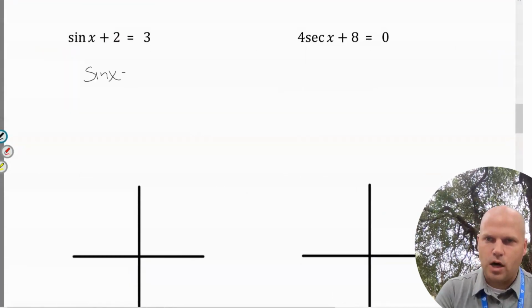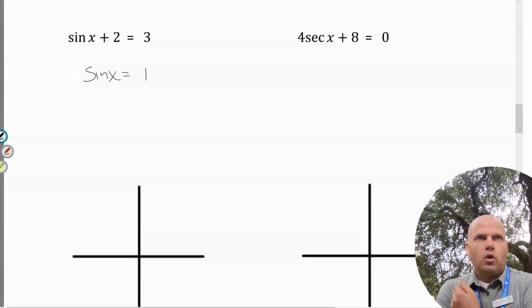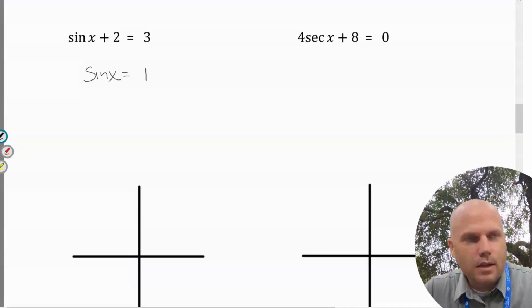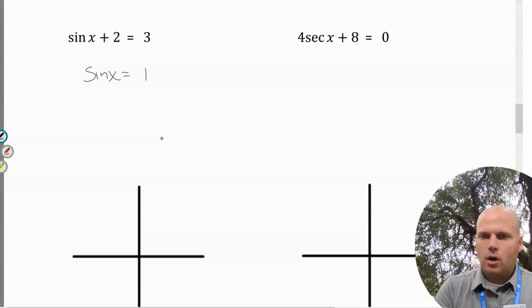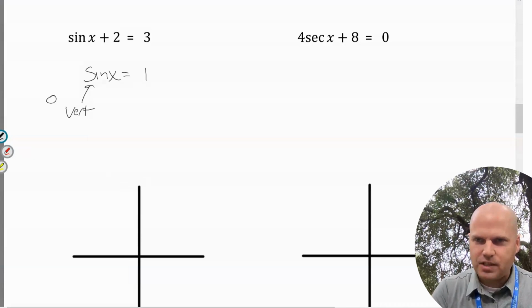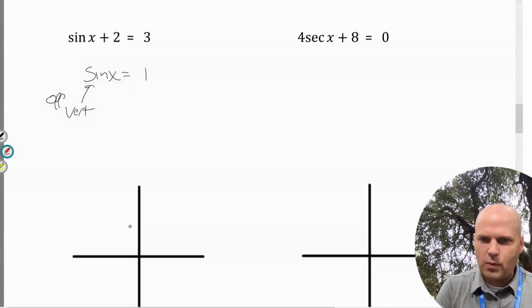Not sure what to do? We'll isolate the trig function, subtract 2 from both sides. Okay, we have an extreme situation. What angles does sine equal 1? That's when my vertical or my opposite is 1. In the unit circle, for the opposite side length to be 1, we need to be going straight up. Straight up is our 90-degree angle, pi over 2.